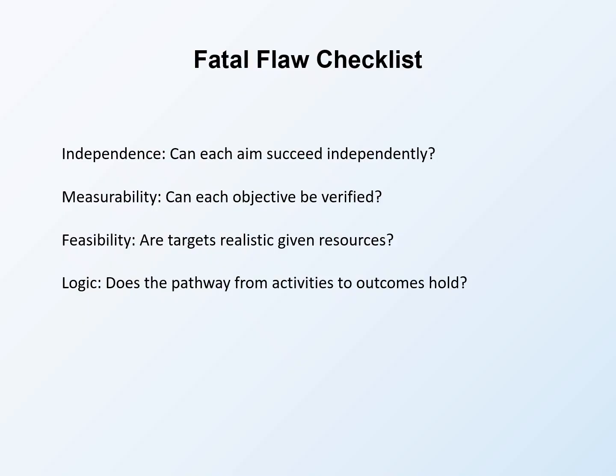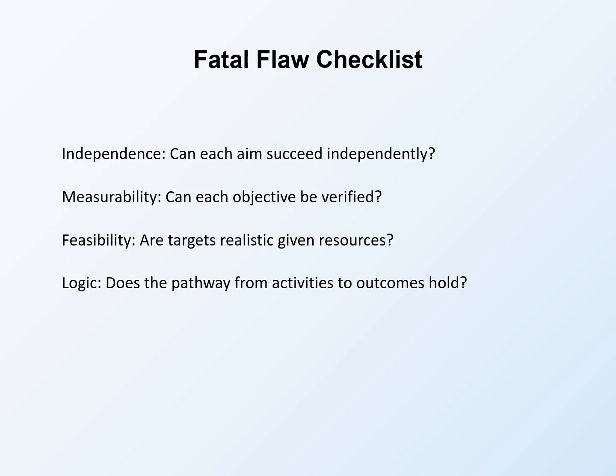Independence asks whether each aim can succeed independently. Walk through failure scenarios for each aim. If interdependence exists, restructure your aims to reduce risk. Measurability asks whether each objective can be verified with available data. For every objective, identify the specific data source and measurement method you will use. If verification is unclear, revise the objective for clarity and measurability.